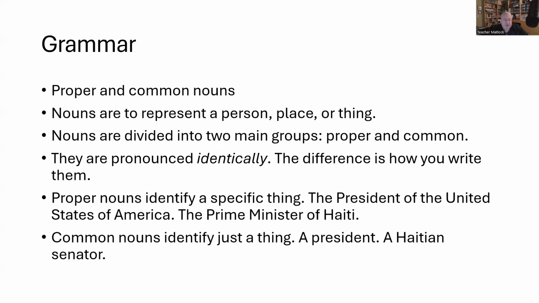For example, proper nouns can identify a specific thing, such as the President of the United States of America, the Prime Minister of Haiti. Common nouns identify just a thing, a president, a Haitian senator. So note that the only difference is when you write them, you capitalize the first letter of a proper noun.